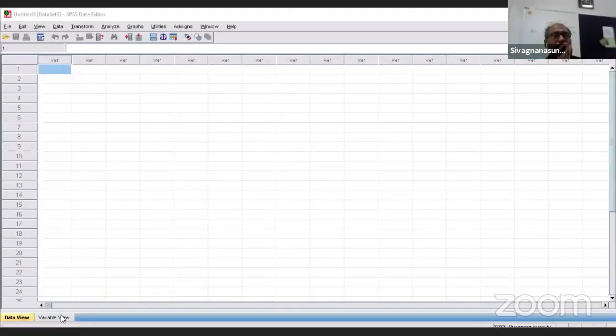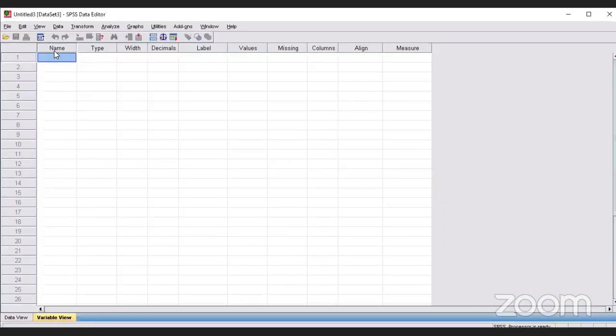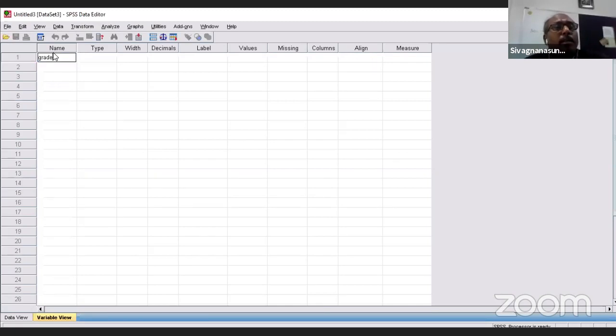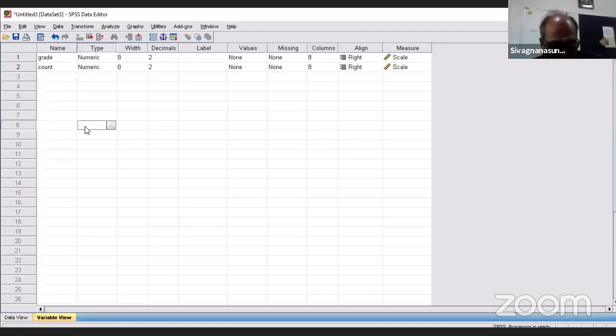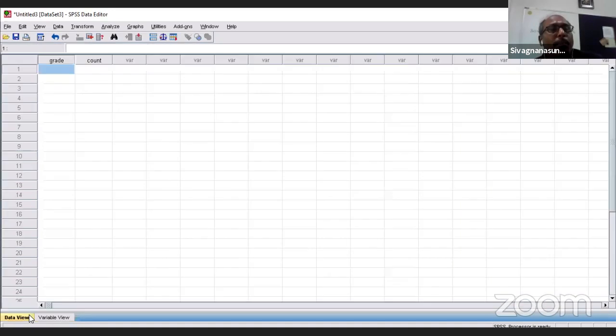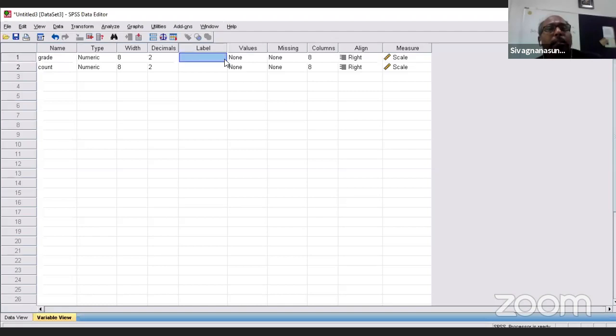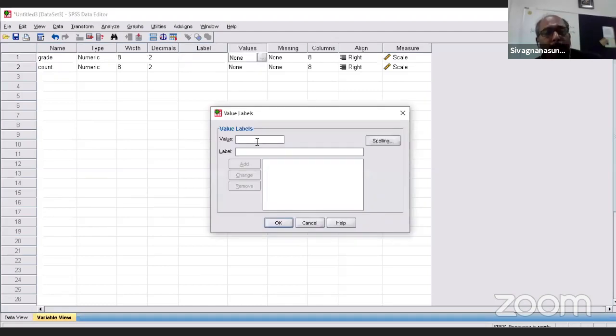You're seeing the screen, right? Yes, sir, now visible, SPSS. So the first one is grade, the second one is count. So I'm going to data view. I have to define grades, right? Values. One is A, because SPSS will not accept any string. 2 is B, 3 is C, 4 is D, and 5 is F grade.